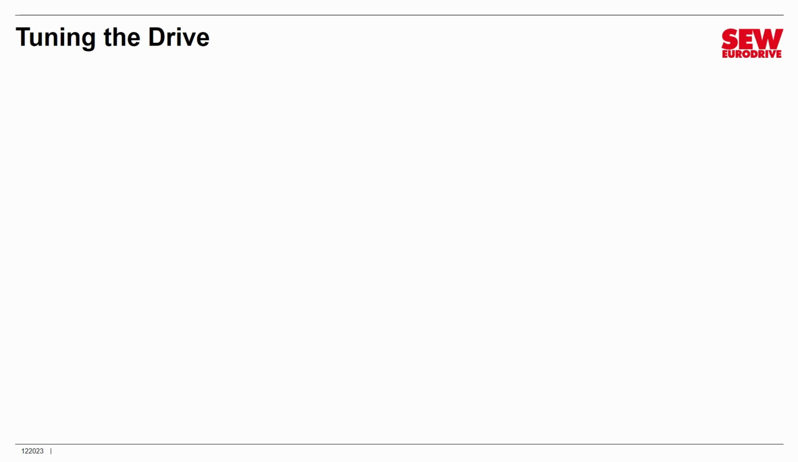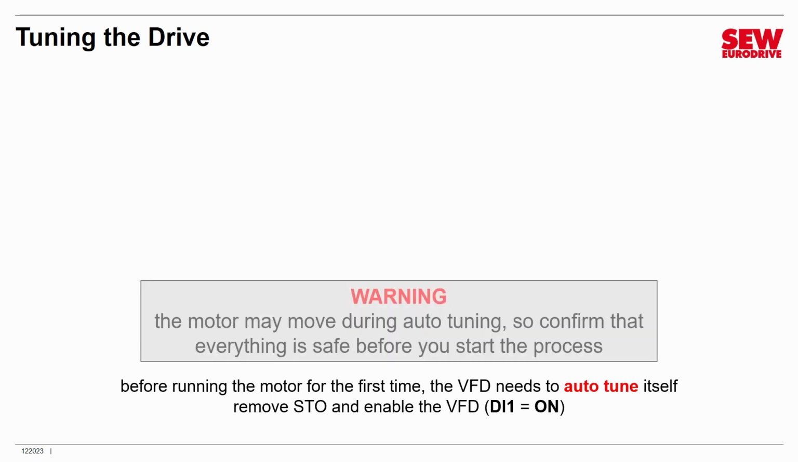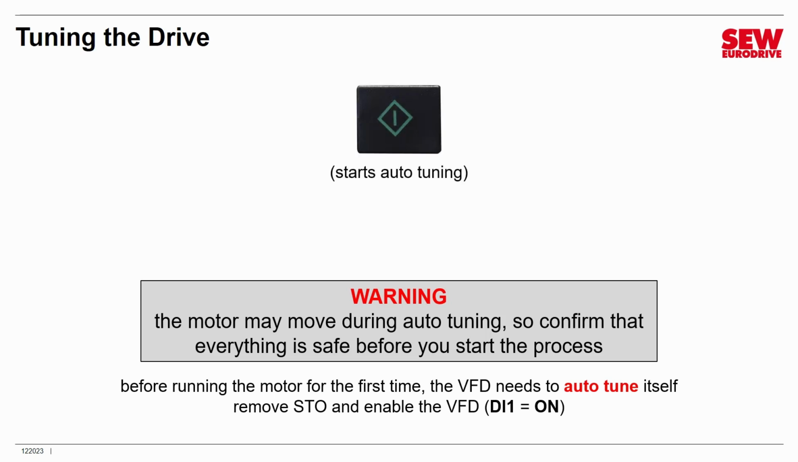This automatically happens after you factory default the drive the first time you try to run it. So this is going to happen here. So just a reminder, before running the motor for the first time, we need to go through that auto-tune cycle. What you should do is remove the Safe Torque Off and enable the VFD by turning digital input 1 on. And just a warning, the motor may move during auto-tuning, so make sure everything is safe before you do this next step.